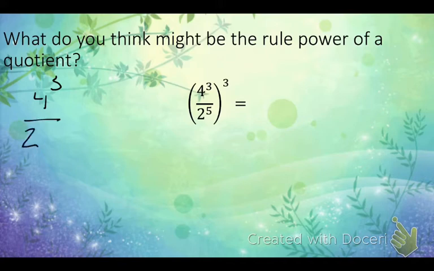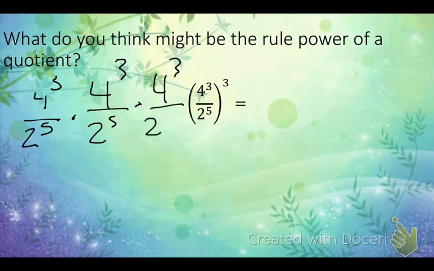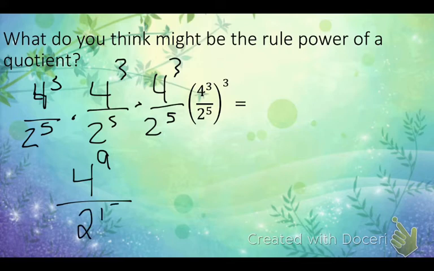over 2 to the 5th, times 4 cubed over 2 to the 5th, times 4 cubed over 2 to the 5th. And then if you remember how to multiply exponents and fractions, we just multiply straight across. So the top stays 4, and I add the exponents: 3 plus 3 plus 3 is 9. Same with the bottom: I keep the 2, and I add 5 plus 5 plus 5, which is 15.